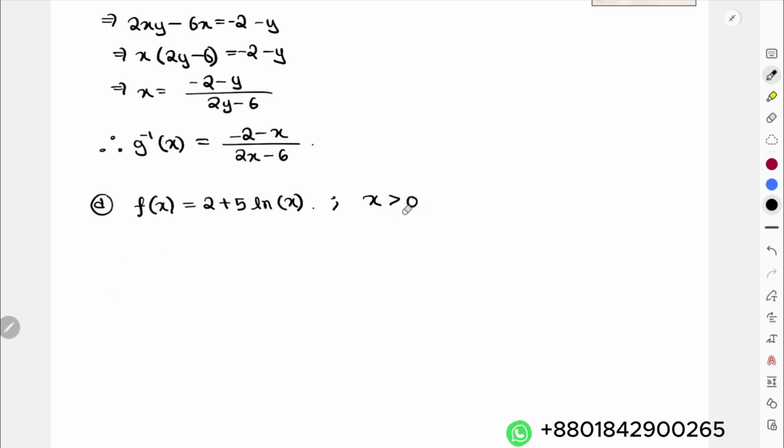And why is x greater than 0? Because you have to understand that this is how the ln x graph looks like, right? For x equals 0, it will never intersect with the line x equals 0, right? It will always continue along the negative y-axis. So we can say it can just continue to negative infinity.